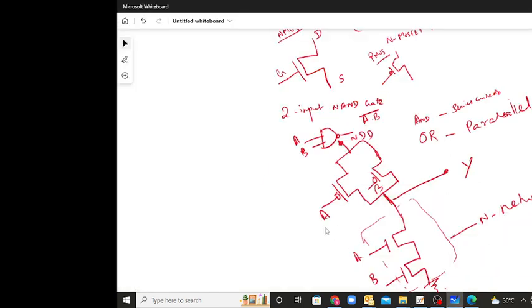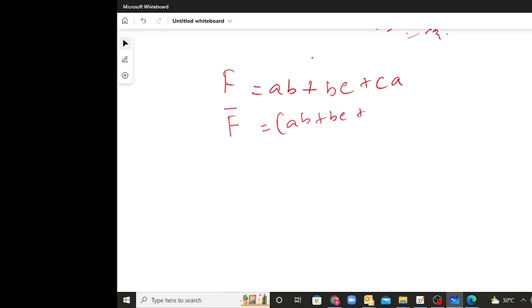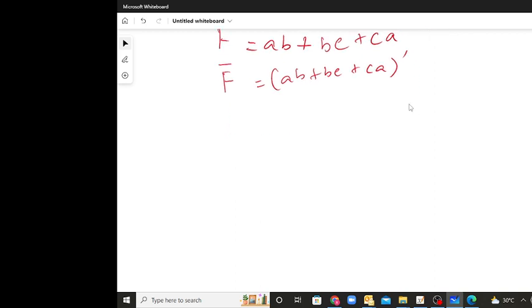I'll teach this, so listen carefully. You are given a complex function AB plus BC plus CA. Now there is no bar, so you are using a bar over here. It is AB plus BC plus CA, the whole bar. Only if the whole bar is there, you can easily use this procedure. Finally you will have an inverter.